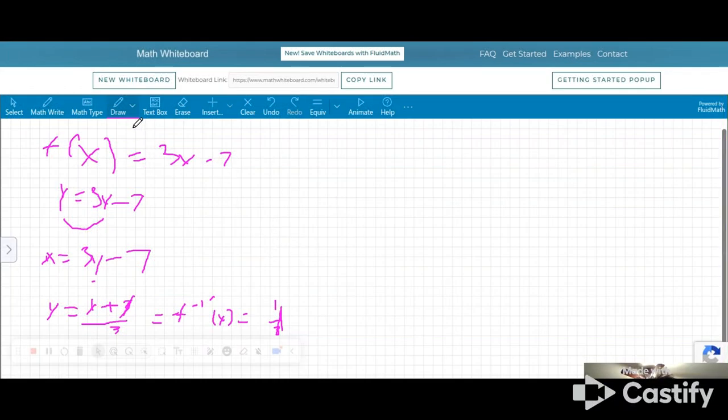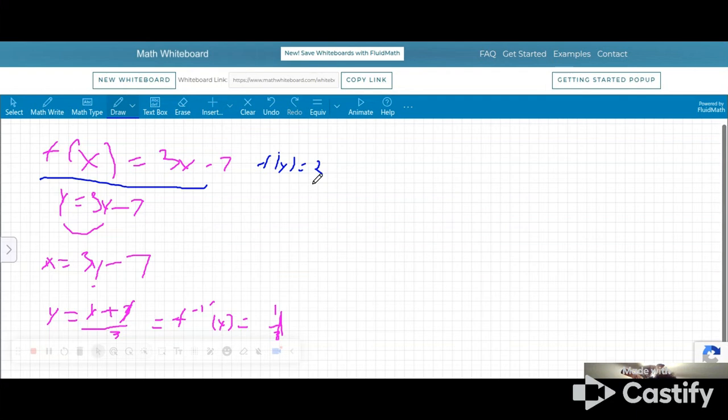To make sure we got the right inverse, we're going to take a look at the original function right over here. And we can see that the derivative is going to be equal to 3. Pretty simple, right? And then we know the derivative of f of x, which is 3, is indeed the reciprocal of 1 over 3. Just like that.